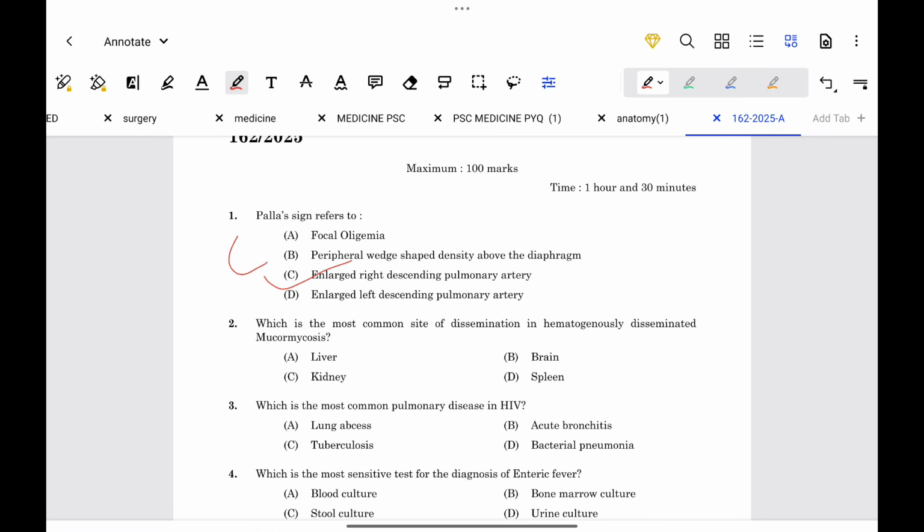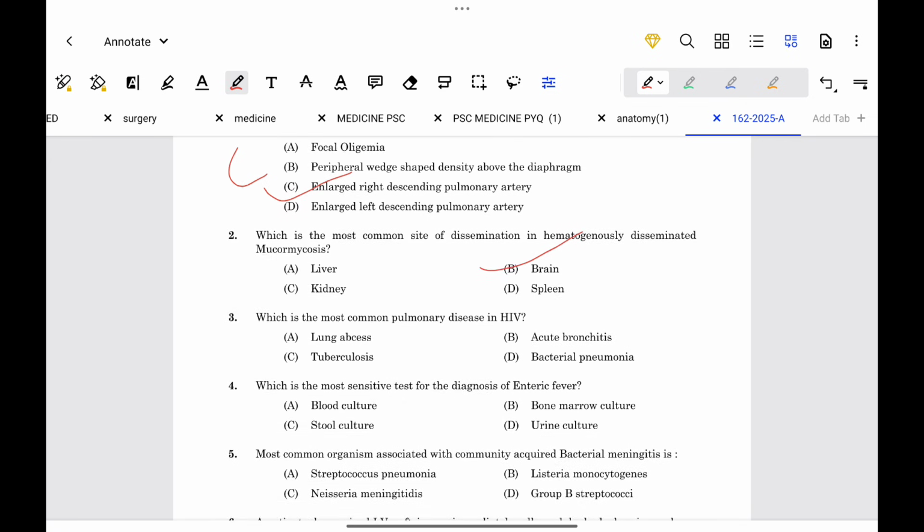Next, which is the most common site of dissemination in hematogenously disseminated mucormycosis? Answer is option B. It is seen in the brain. Next, which is the most common pulmonary disease in HIV? Here the answer is option D.